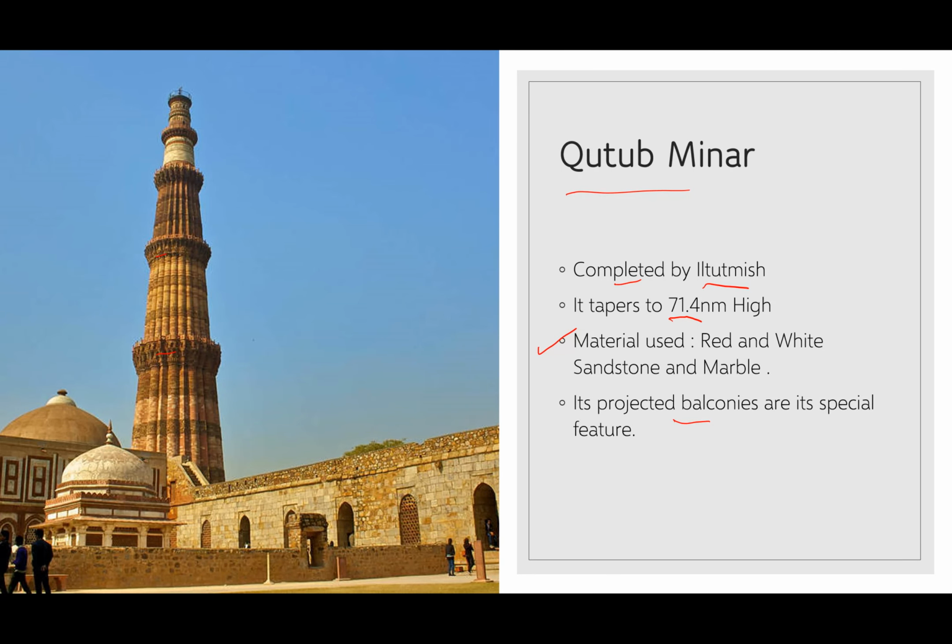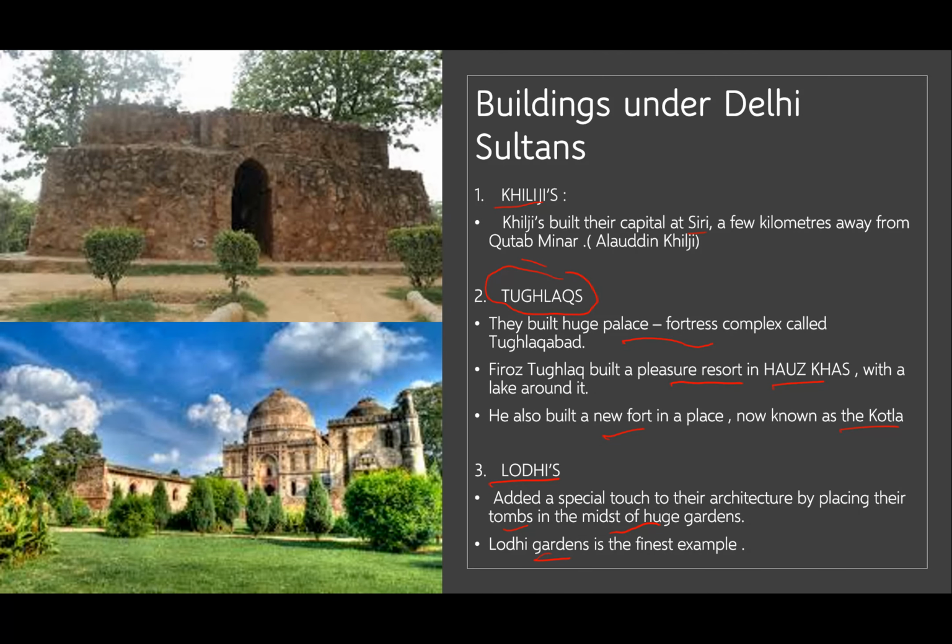Now, the other building that we talked about is Qutb Minar. It was started by Qutbuddin Aibak and completed by Iltutmish, and is 71.4 meters high. The material used is red and white sandstone and marble, and its projected balconies are the most important feature. We've also talked about the buildings under the Delhi Sultans. Alauddin Khilji built his capital at Siri. The Tughlaqs built huge palace fortress complexes called Tughlaqabad. Firoz Tughlaq built a pleasure resort in Hauz Khas, and he also built a new fort in a place called Kotla. Then the Lodhis added something different because they placed their tombs in the middle of gardens. The Lodhi Gardens are one fine example of this.